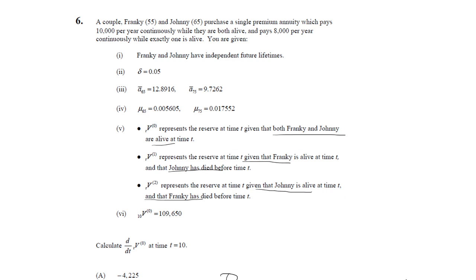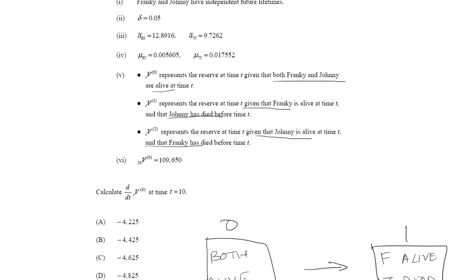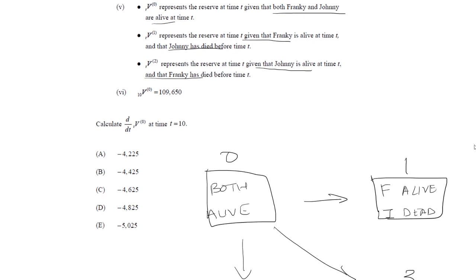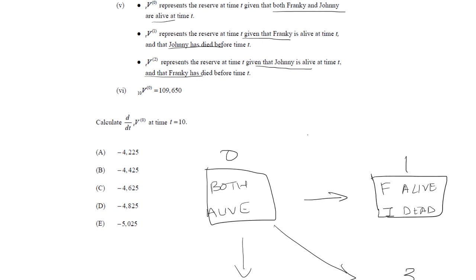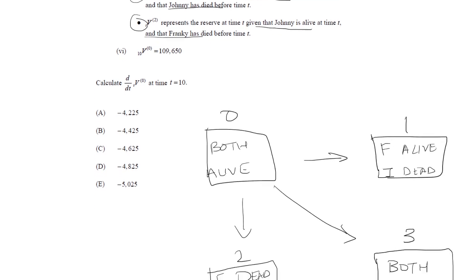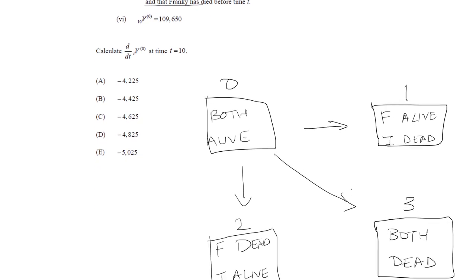So in order to do this, well, first we want to draw out the scenarios. We know at state 0 they're both alive. State 1, Frankie is alive and Johnny is dead. So I'm getting it from these bullet points over here. State 2 represents the time that Johnny is alive and Frankie is dead. And then obviously there's state 3 when they're both dead.